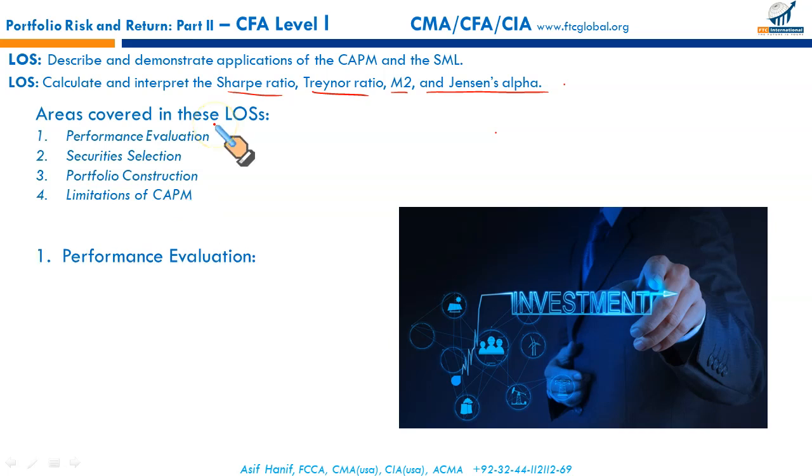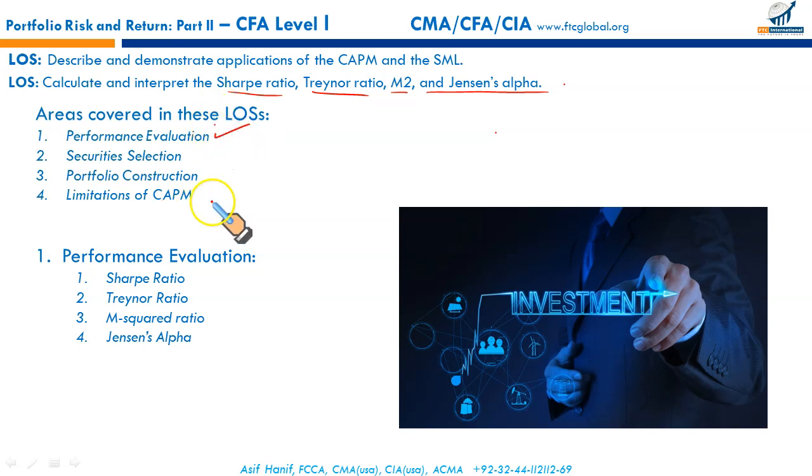First, performance evaluation. Within performance evaluation, we will do the Sharpe ratio, Treynor's ratio, M squared ratio, and Jensen's alpha. So let us first start with performance evaluation, the first category, and within this, the Sharpe ratio.